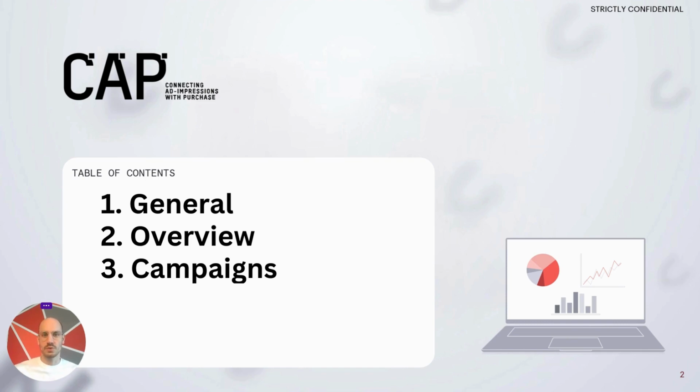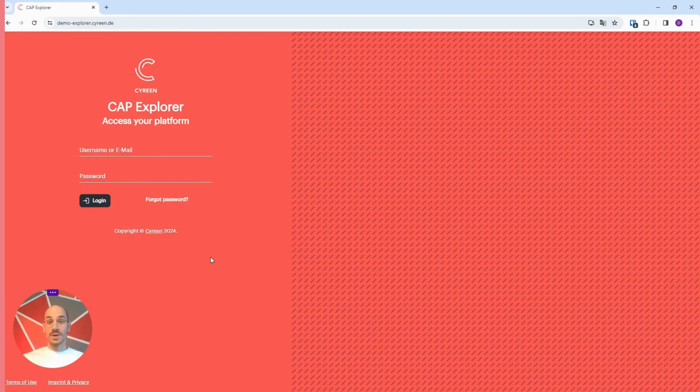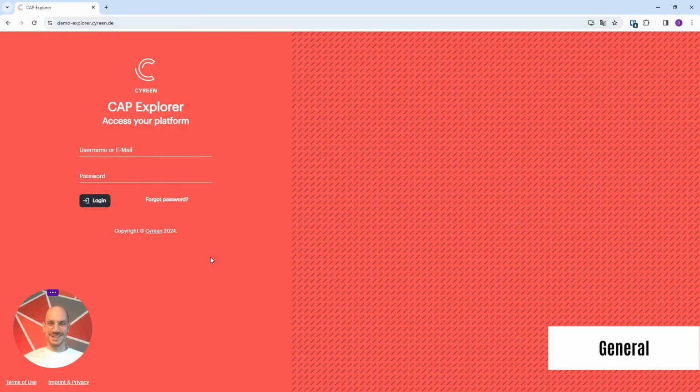I will also explain to you what the difference between campaigns, pictures, clips is and how Cap Explorer interacts with our in-store technology CAP. Then I will also show you what the capabilities of Cap Explorer are when it comes to retail analytics. And in another segment, I introduce you to the infrastructure adding part, so interacting with the hardware inside of the store. Now I will introduce you to Cap Explorer in general.